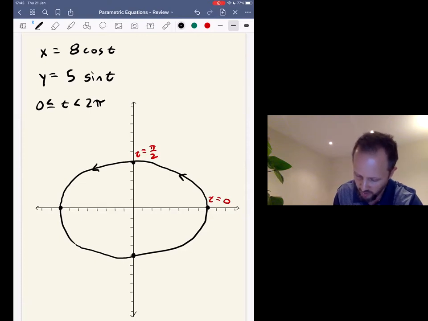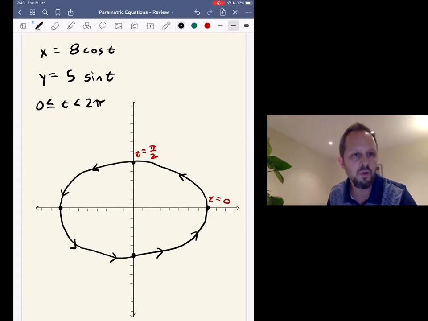You'll notice this one actually goes counterclockwise from 0 to 2 pi. Something to note, at least, okay? So those are some basic examples of parametric equations.